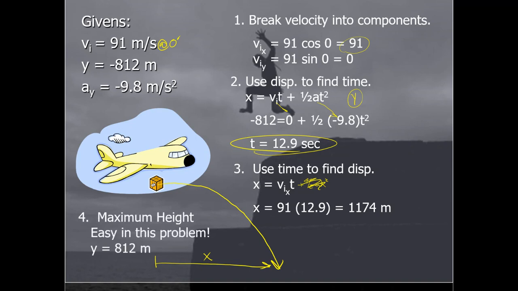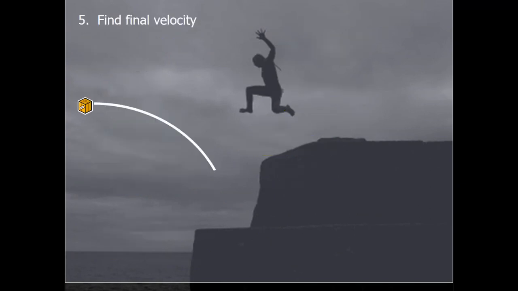Next to last, the maximum height in this problem is easy because the package never goes higher than it began, since it was shot horizontally or dropped horizontally. So we know automatically that the maximum height is 812 meters.